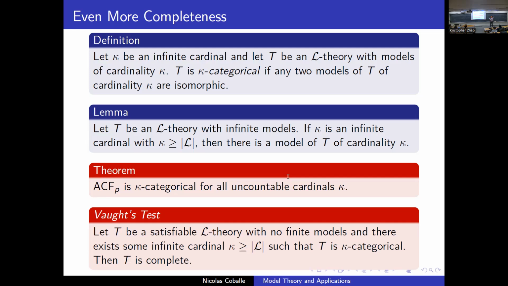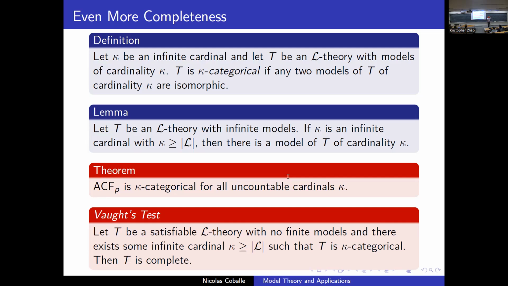Thus, let T1 be equal to T union {phi}, and T2 is equal to T union {not phi}. Because T does not entail phi or not phi, these theories are satisfiable, thus they have models, and they also have infinite models. Now, by the lemma above, there's a way to make sure these models have cardinality at least kappa.